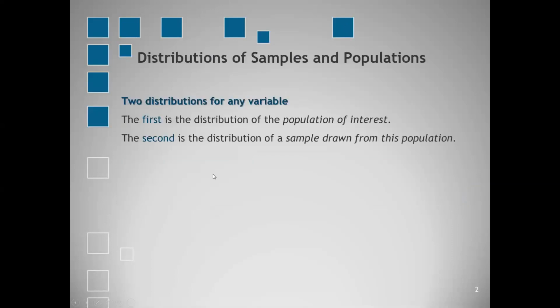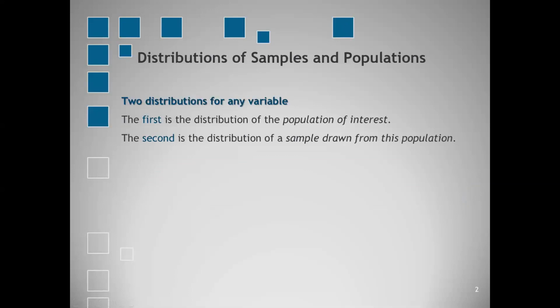To begin this module, I want to point out that we are currently working with two distributions for any variable. The first is the distribution of the population of interest. The second is the distribution of a sample drawn from this population. We discussed this a bit in Module 1.